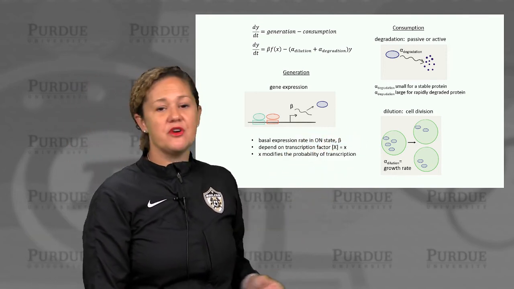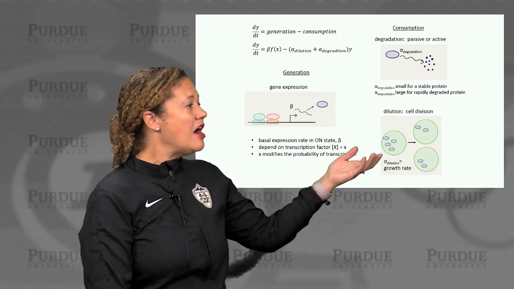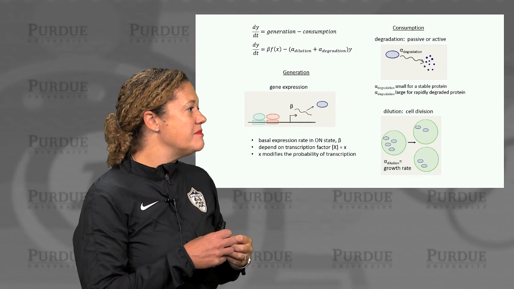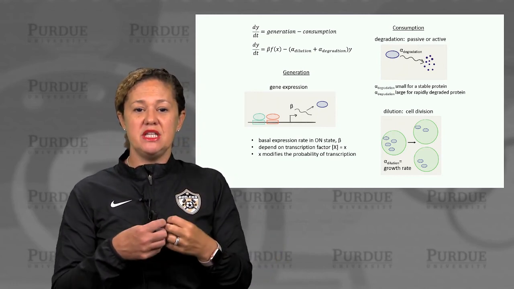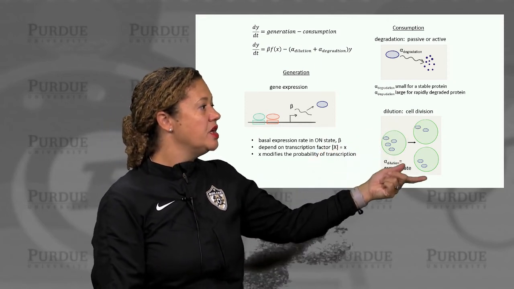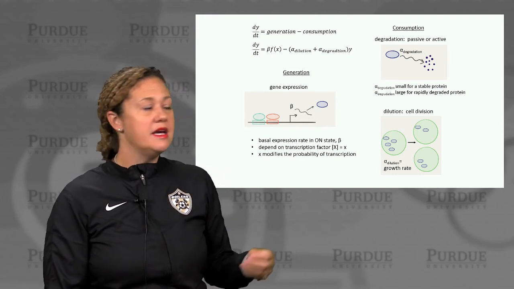Dilution now comes from cell division, where alpha dilution is essentially the growth rate of the cells. And every time the cell divides, it's going to split the protein that's originally in the mother cell into two daughter cells, thus diluting the protein concentration by half.